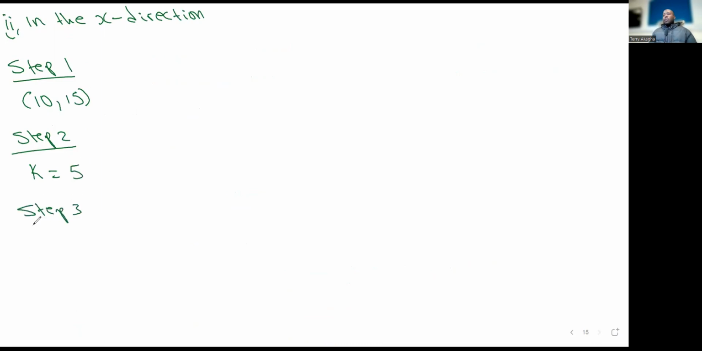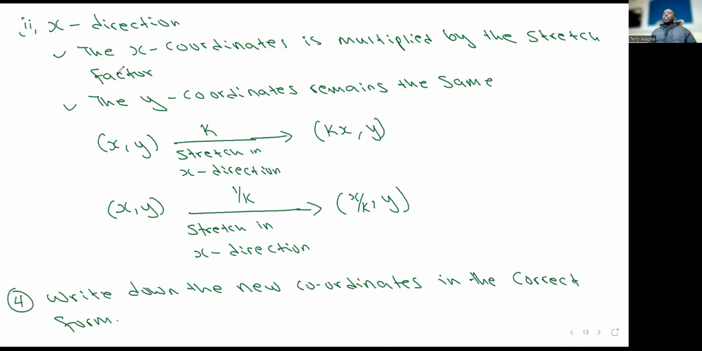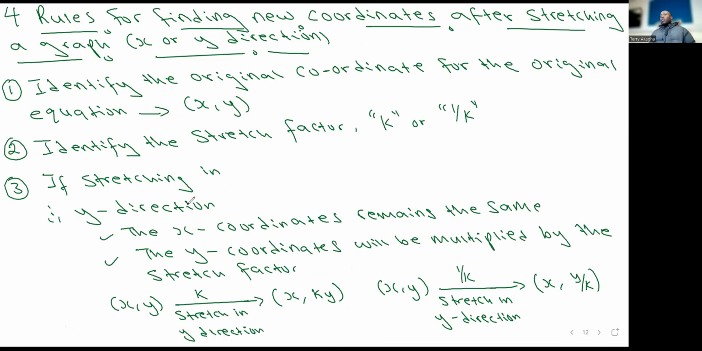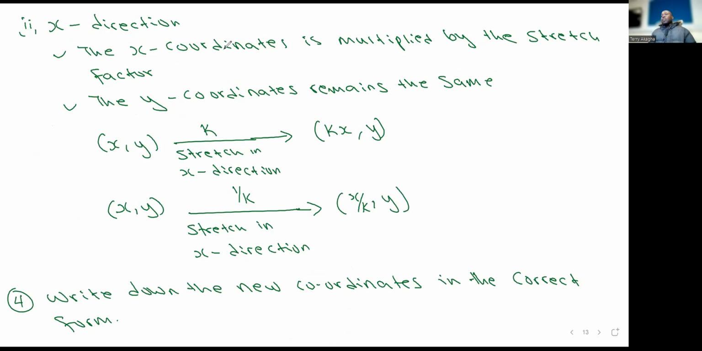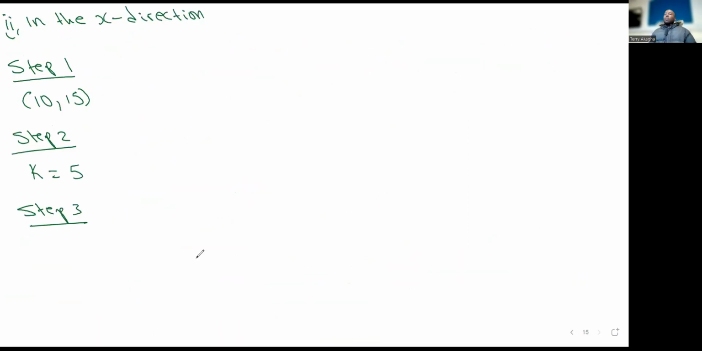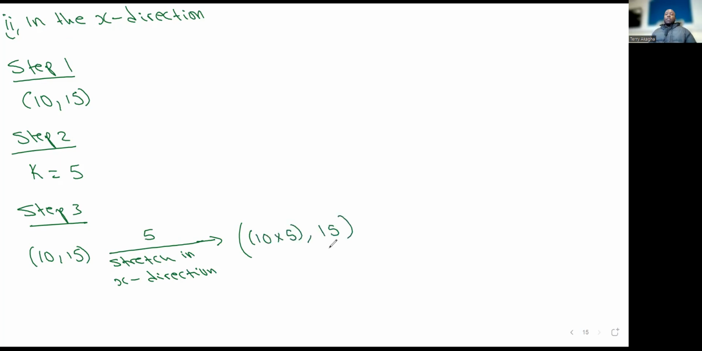Step 3, we're stretching in the x direction. Remember, we're not doing the y. In this case, we're doing the x. The x coordinate is multiplied by the stretch factor, while the y coordinate remains the same. So we have 10 and 15, stretching by a factor of 5 in the x direction. You multiply this 10 by the stretch factor, while the y remains the same. Step 4, you write it in complete form. 10 times 5 will give you 50, and then you have 15. And that is how you do it.